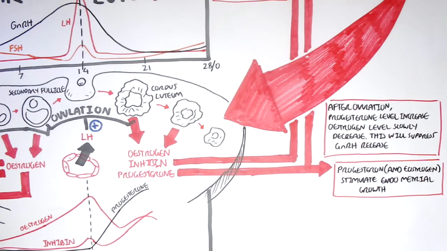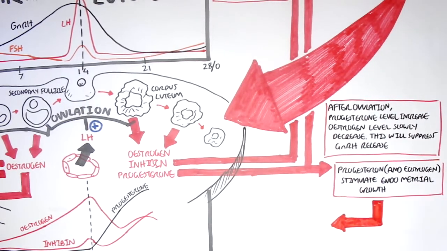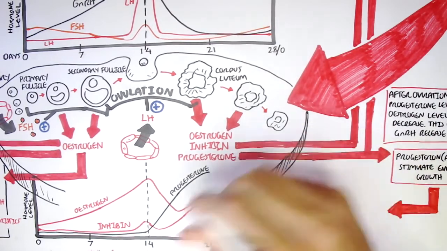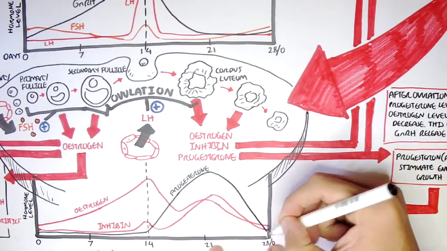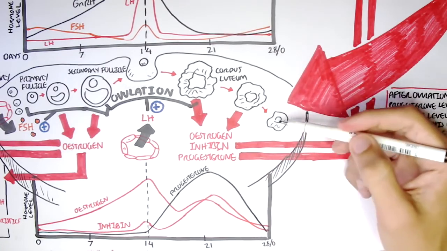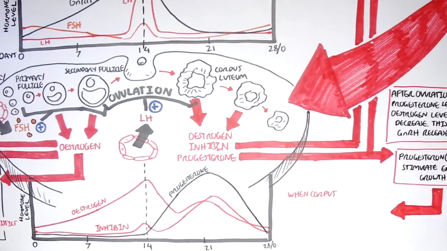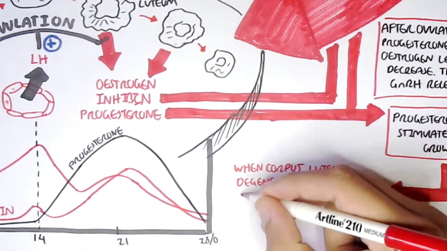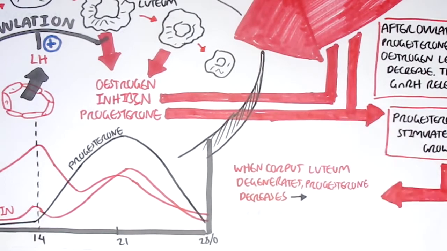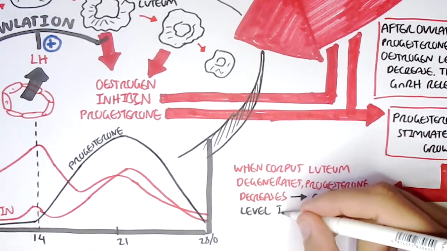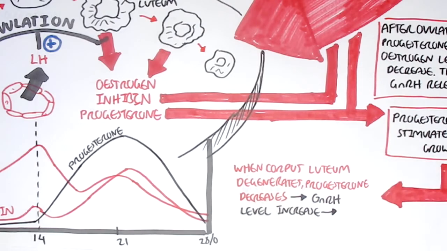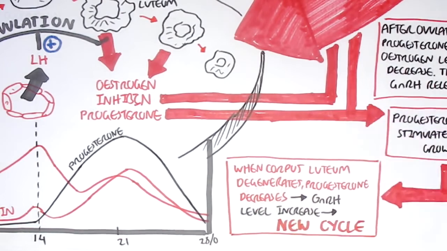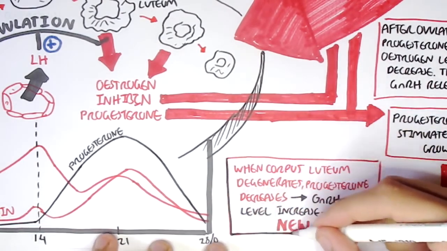So as the corpus luteum degenerates, all these hormones that were produced by the corpus luteum, the estrogen, inhibin, and progesterone, will decrease like so. So when the corpus luteum degenerates, progesterone will decrease. And this will mean that progesterone cannot inhibit gonadotropin-releasing hormone release. And so gonadotropin-releasing hormone levels will increase. And this will allow a new menstrual cycle to occur.